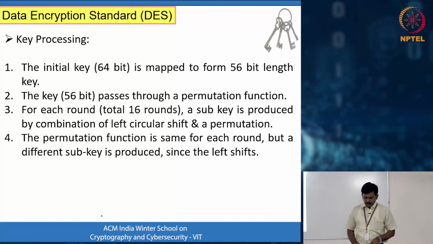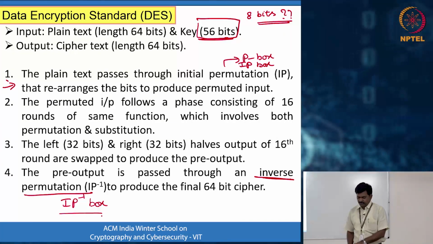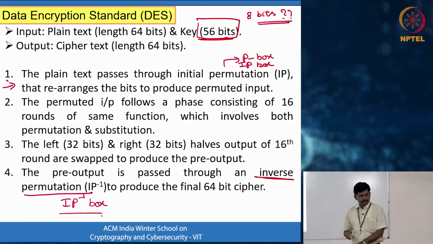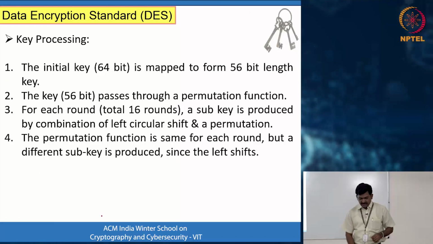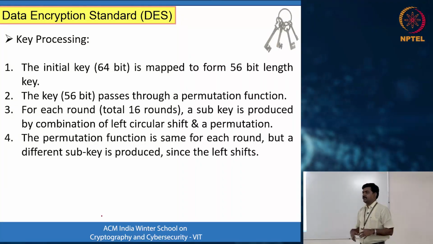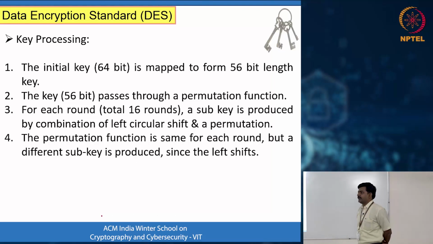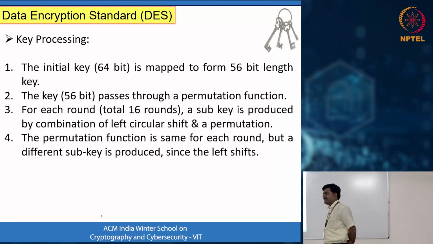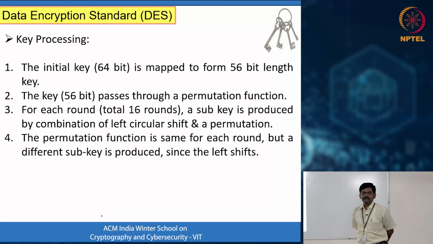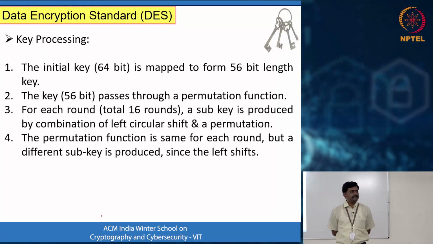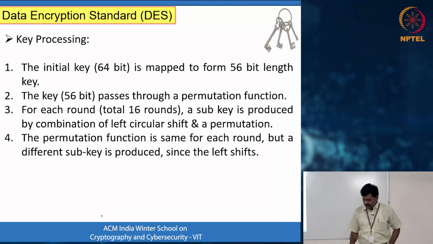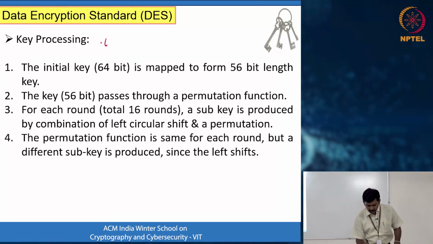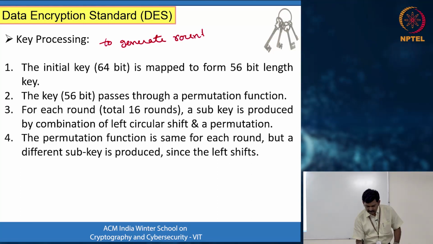Now, this is the encryption. There are about 4 steps. How we do that is a different ballgame. Overall there are 4 steps. This is on the plain text side. What is happening on the key side? Why do we need a key processing algorithm? Because we need to generate round keys. So you need a key processing algorithm to generate round keys.